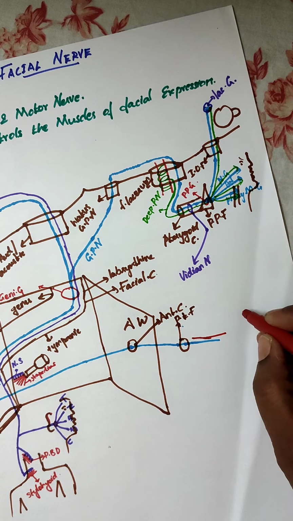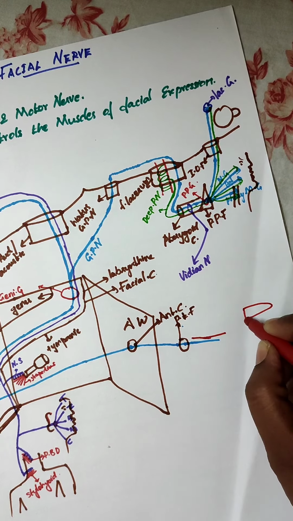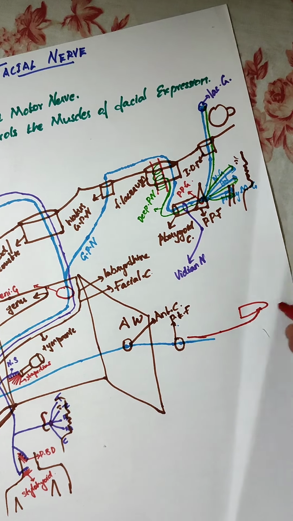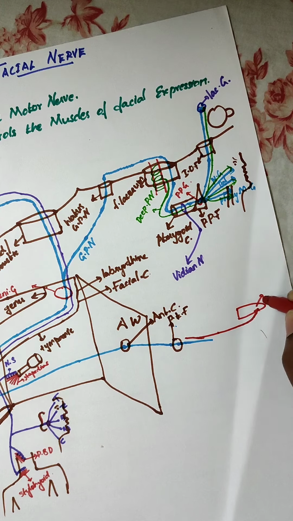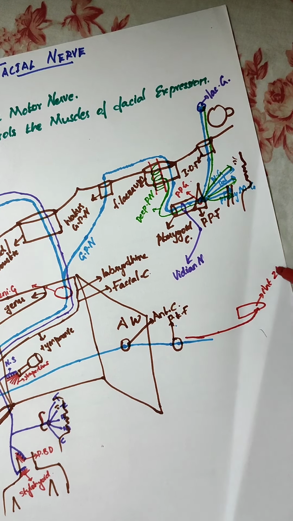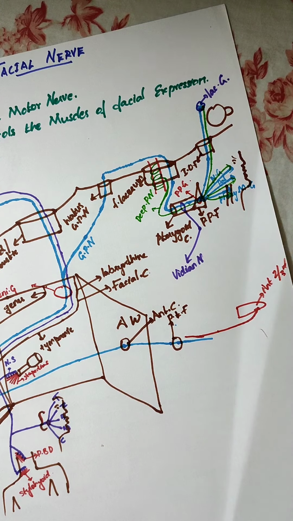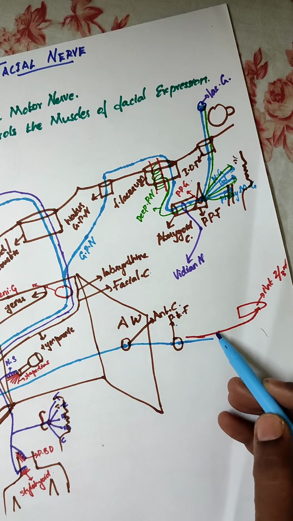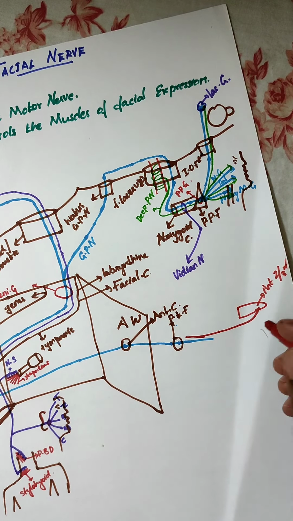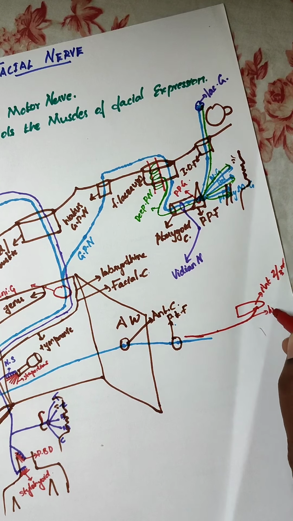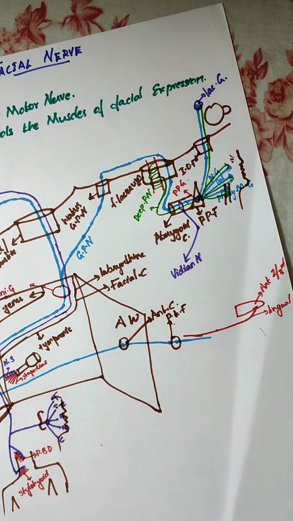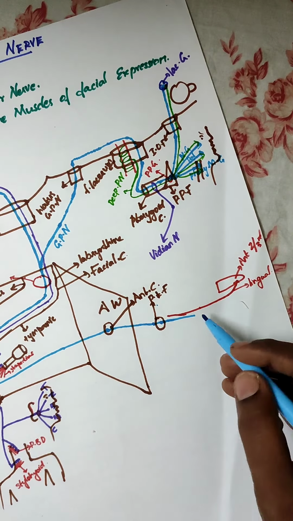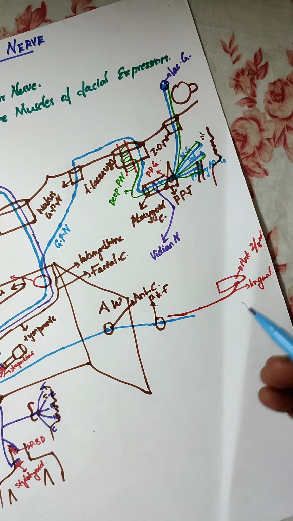The lingual nerve supplies the anterior two-third of the eye, anterior two-third of the tongue, sorry. Anterior two-third. So, after coming out of the pterygotympanic fissure, it runs along with the lingual nerve. This is the lingual nerve, it is the branch of the trigeminal nerve that supplies the anterior two-third of the tongue.